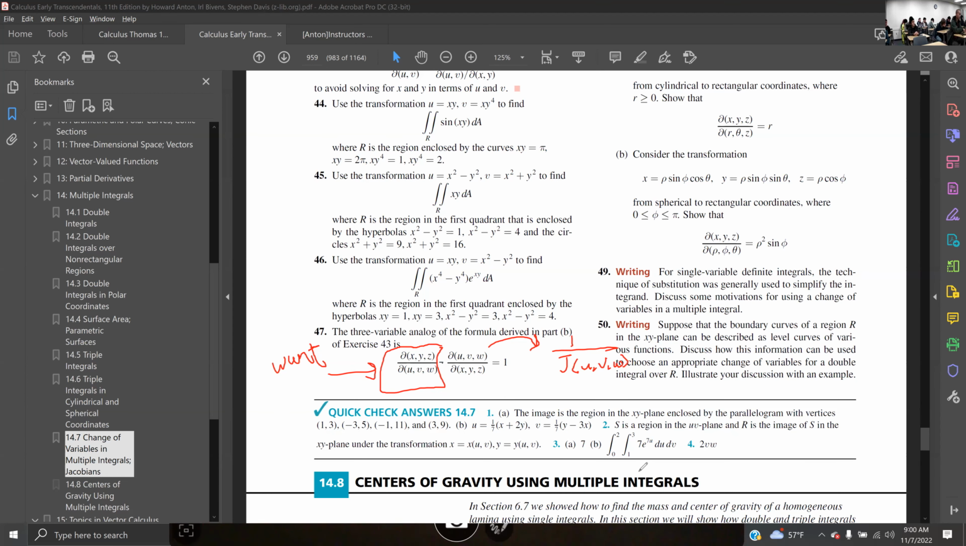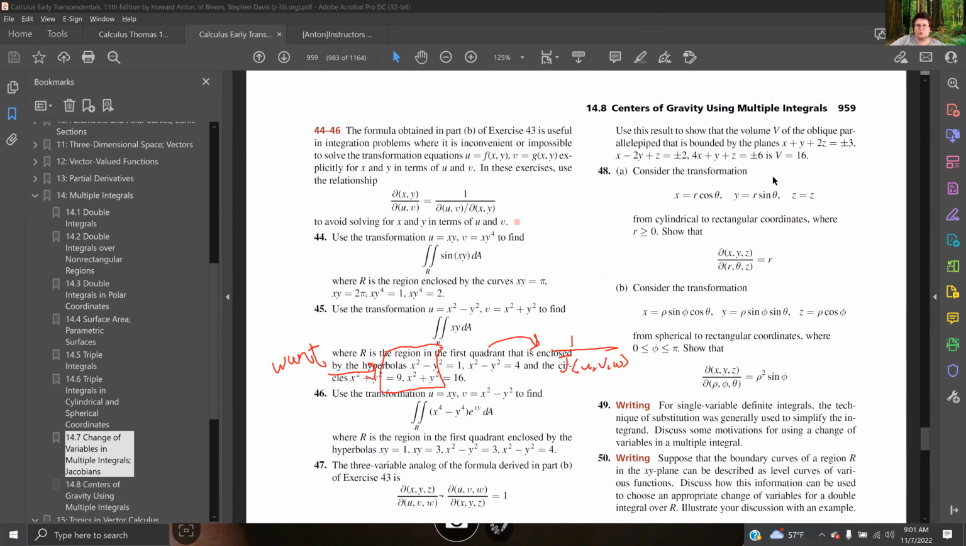On the problem, they don't ask you to prove it, but they ask you to show that it works on a specific thing. Proving it in general is a lot more work than that.